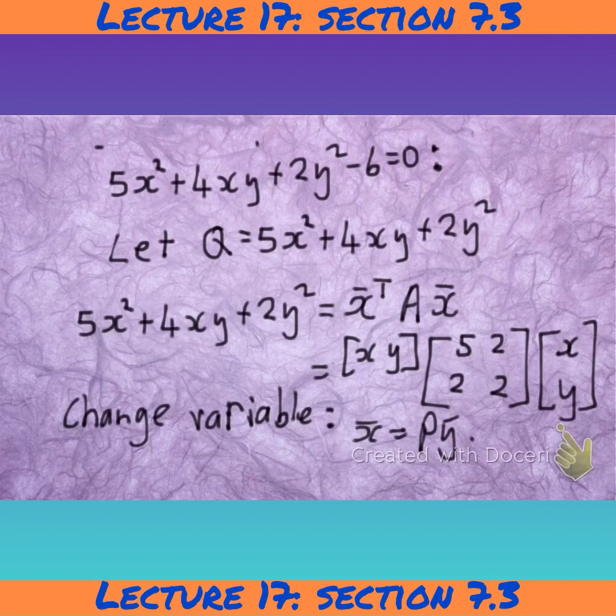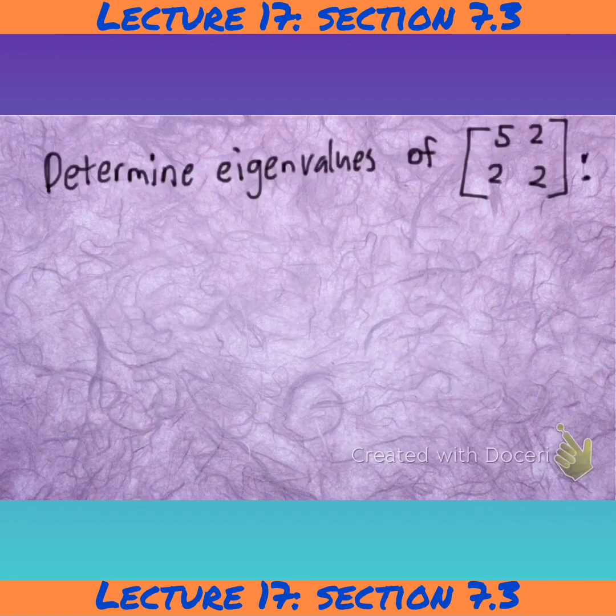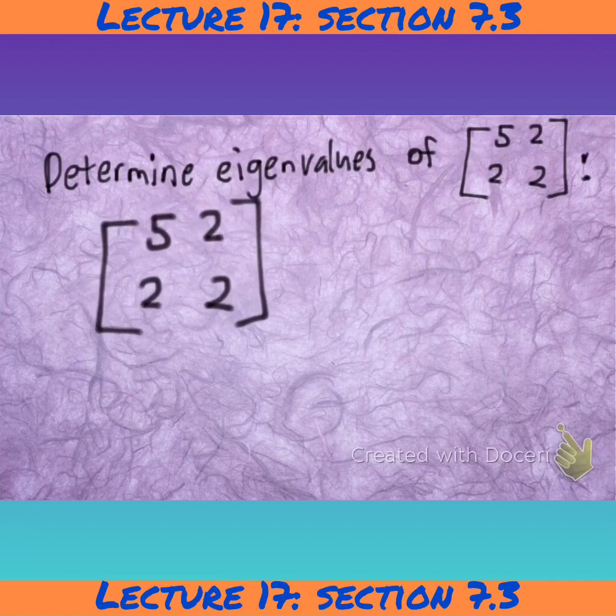Right, so what I want to do is find P. Essentially, I want to diagonalize A, a symmetric matrix. I want to orthogonally diagonalize A, so we want to find the eigenvalues of that matrix. We are going to take this matrix and look at the eigenvalues.